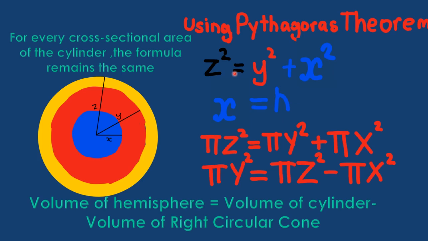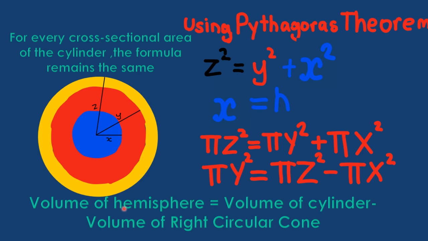So if I add pi to this equation, pi Z squared is equal to pi Y squared plus pi X squared. And pi Y squared, which is what we want to find here since it touches the sphere, is equal to pi Z squared, which is the full cylinder, minus the whole cone. So for every cross section of the diagram, even though this thing can change, the formula actually remains the same. If you want, you can try it out.